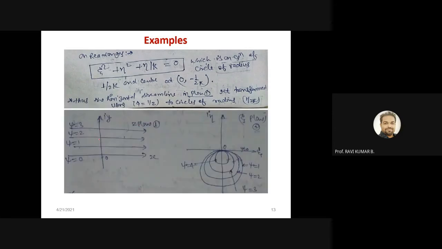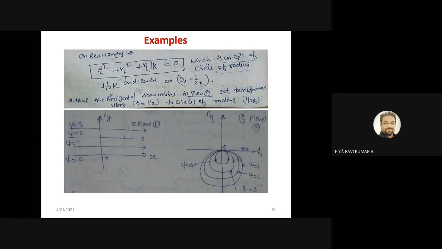So the pattern, if you want to draw, this is x and this is y. In plane 1, it was the free stream flow parallel to the x-axis. So all streamlines were like this, right, in the z plane. But they are becoming a family of circles in the zeta plane. But the center is on the negative side. Look at it here: 0 and minus 1 by 2k. So all centers will be on the negative y-axis, this side. But this is a family of circles, right?